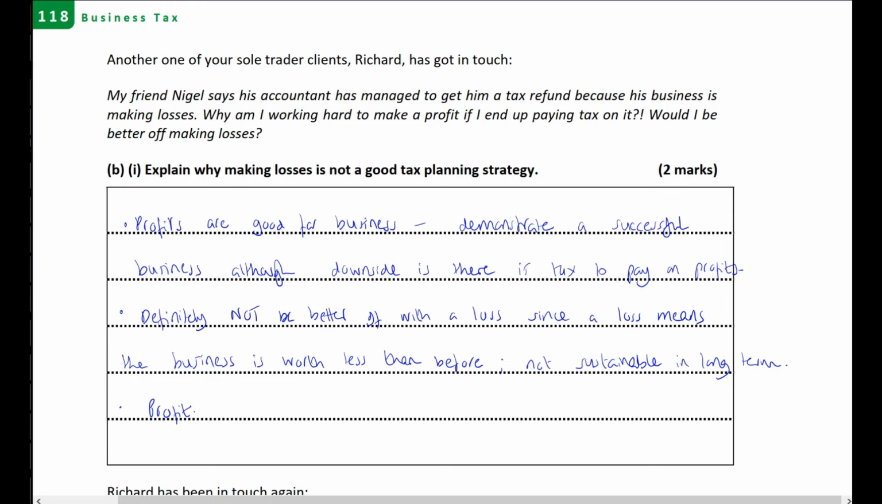Profits, even though they attract more tax, profits will always improve the after-tax income. So better to have profits, so better to be able to have and, let's say, keep some profit rather than lose money. So only 2 marks, just wanted to make sufficient points that I feel that I've really explained it properly, and then we can leave that there. It's not a good planning strategy.